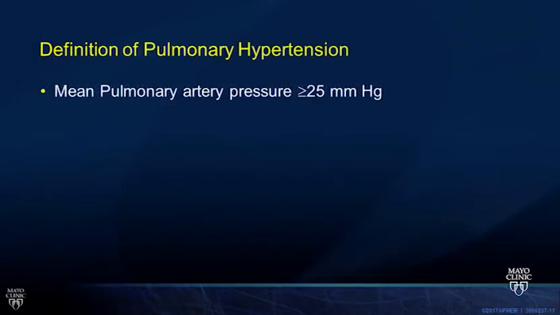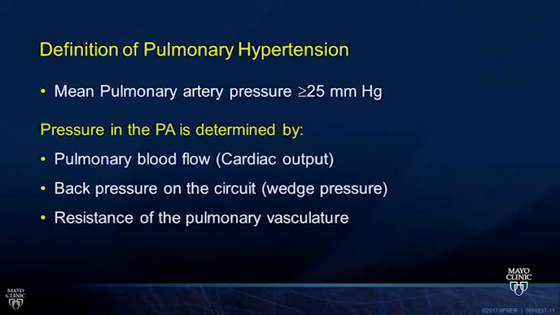So the definition of pulmonary hypertension is quite clear. Basically a mean PA pressure of greater than 25. And when we think about the PA pressure, this is determined by the cardiac output through the pulmonary vascular bed, or pulmonary blood flow, the back pressure on the circuit, which is the wedge pressure effectively, and then the resistance of the pulmonary vasculature.